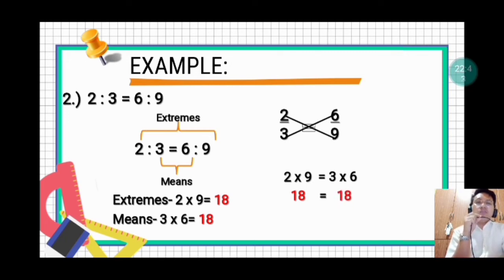So, as you can see, we got the same value, we got the same product for both ratios. That is why these ratios are proportion. Okay?